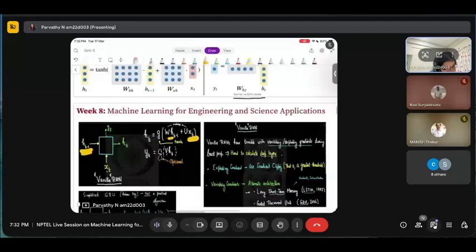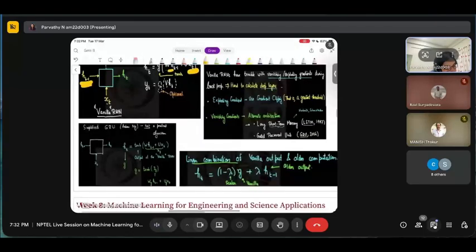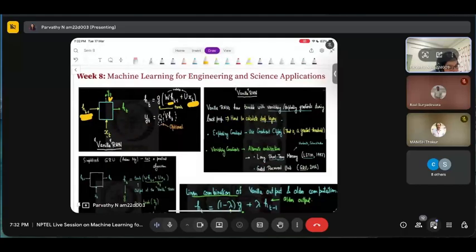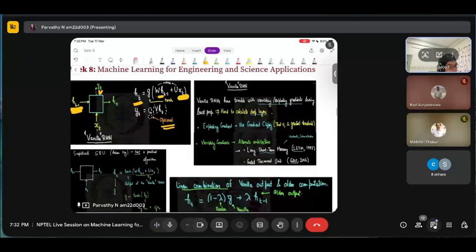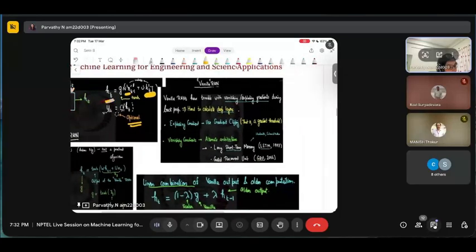Then at the output we again have a weight matrix V, and that is multiplied by this ht, and we can have an optional activation function. So this is a simplified vanilla RNN.